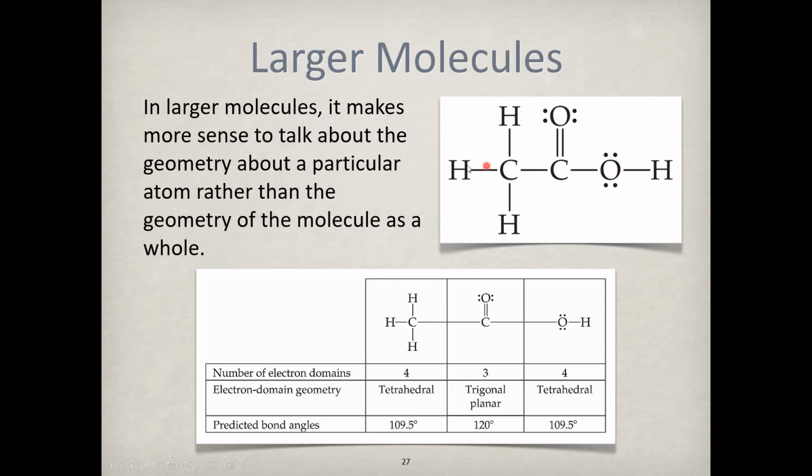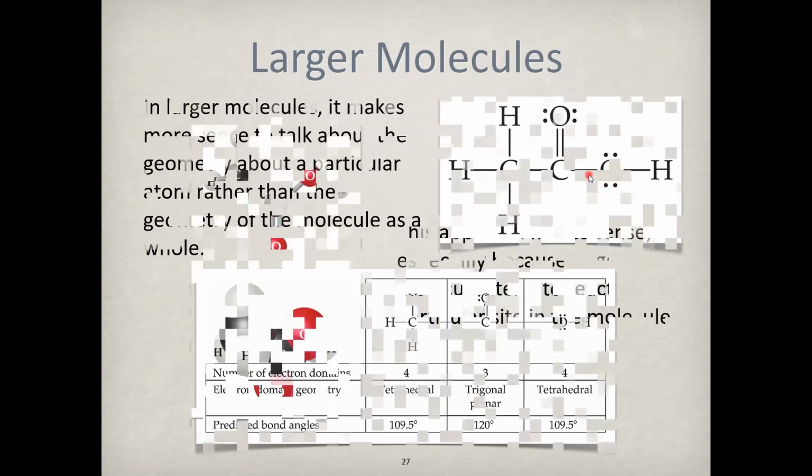So when we're looking at larger molecules and we want to consider the geometry, we need to look at each of the central atoms. So anything in the middle, we need to look at the geometry of that, see how many domains we have coming off of that atom, see what are lone pairs, what are bonded atoms, and that's going to affect the shape of the molecule as a whole.